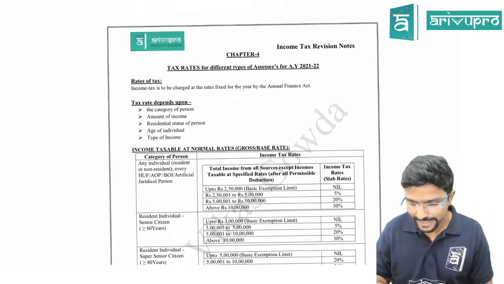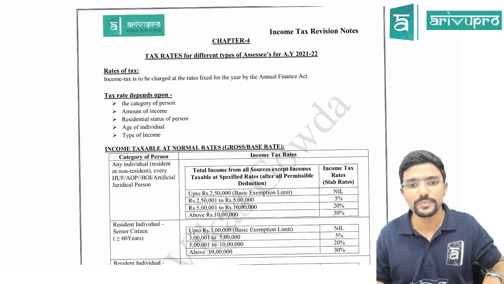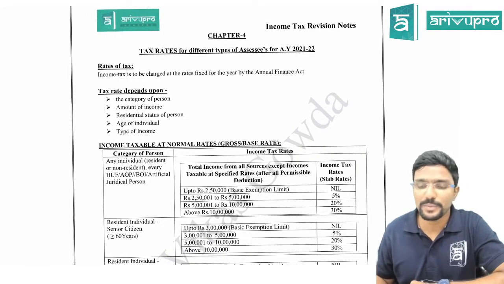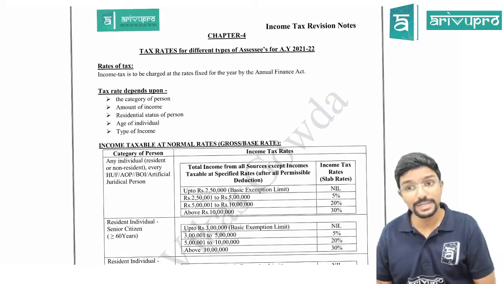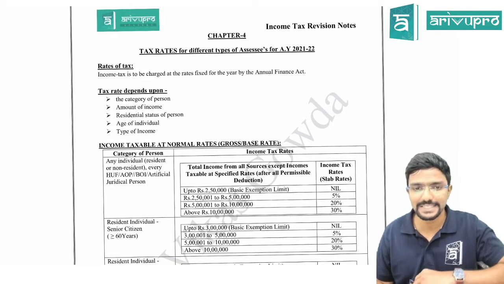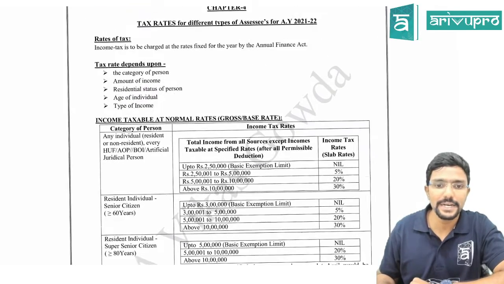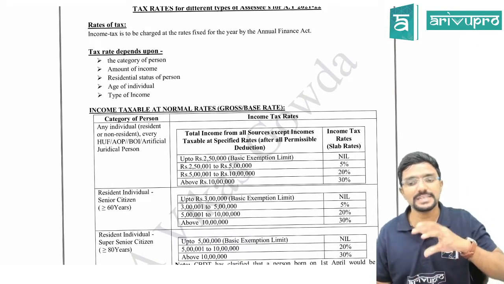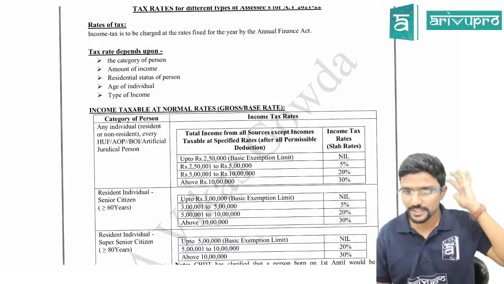So we'll quickly recap chapter 4, that is tax rates. Rates of tax will usually be given in the Annual Finance Act, but if it is a special rate, it will be given in the Act, that is the Income Tax Act 1961. Then tax rate depends upon 4-5 things, that is the category of person, whether a person is an individual, HUF, company, partnership firm, like that.